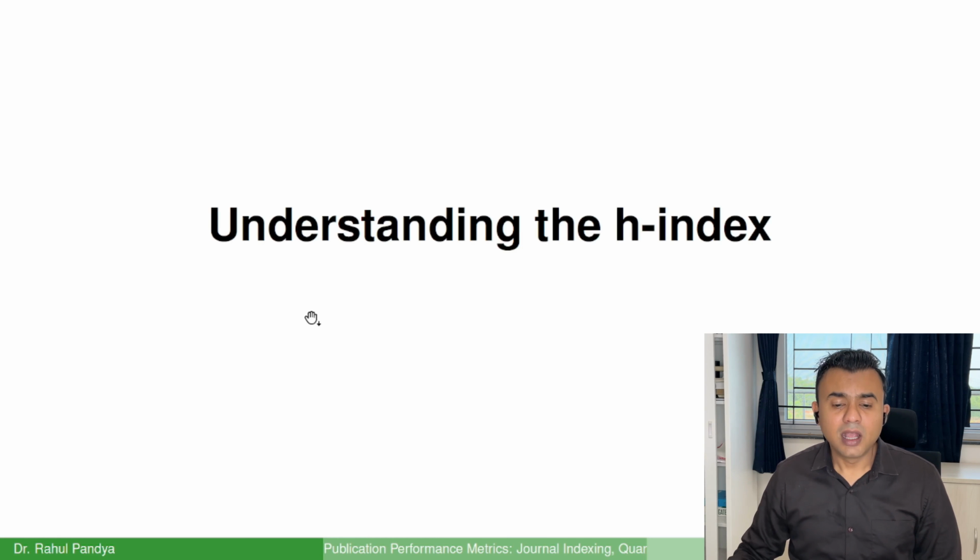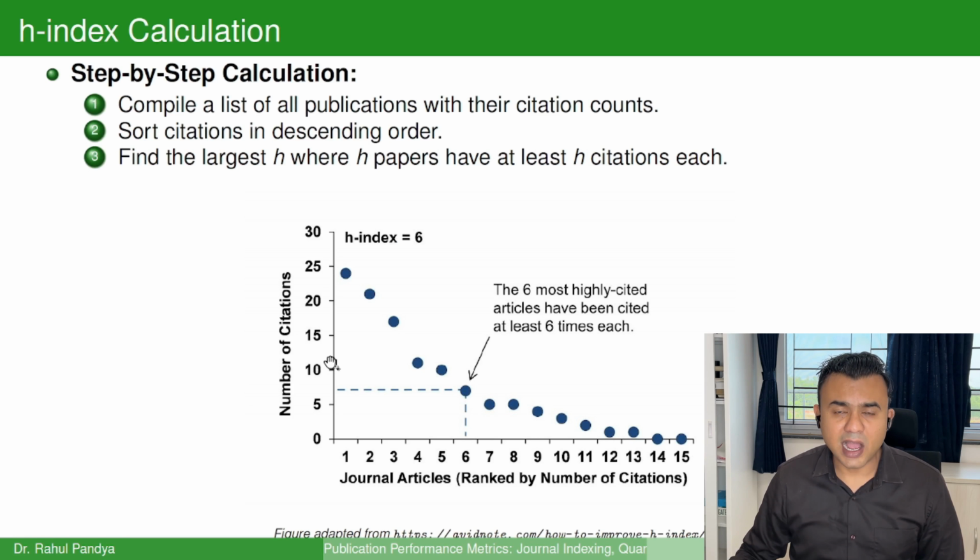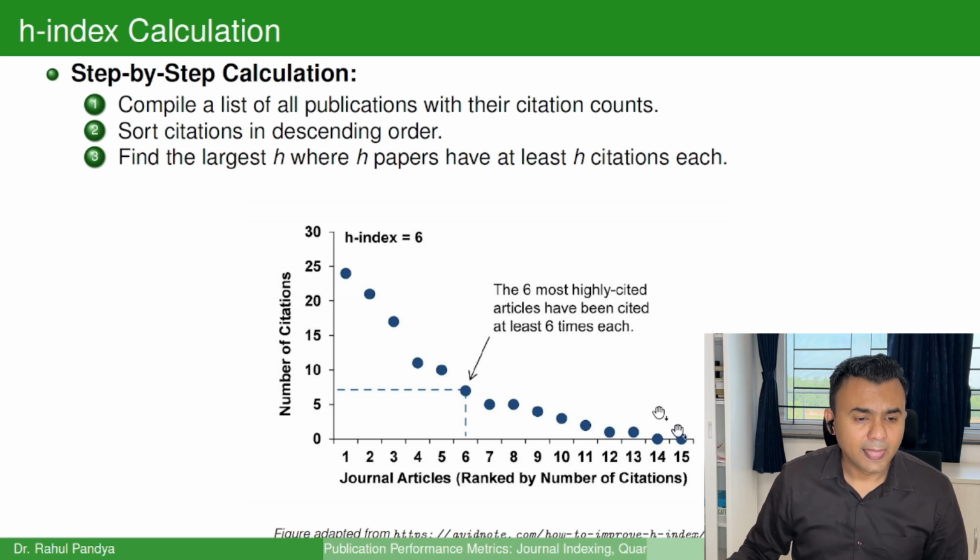So let's take one example and understand how the H index works, step-by-step. First, compile a list of all publications with their citation counts. Let's say this is my first journal paper, which has around 23 citations. This is my second journal paper, with around 22 citations. Then so on. That's my 13th journal paper, which has 1 or 2 citations, and a recent paper which was published but is yet to be cited.